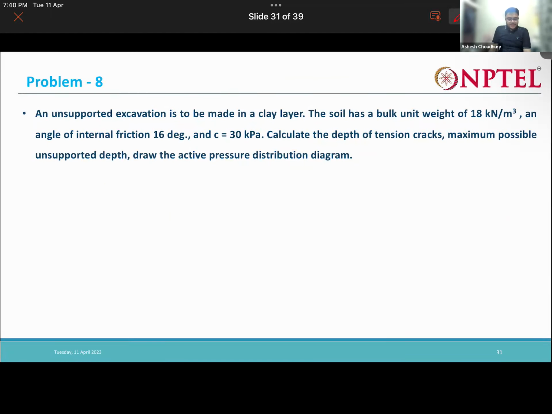Okay, next problem. An unsupported excavation is to be made in a clay layer. The soil has a bulk unit weight of 18 kilonewton per meter cube, angle of internal friction 16 degrees, and c is equal to 30 kPa. So it is a c-phi soil. Calculate the depth of tension cracks and maximum possible unsupported depth. Draw the active pressure distribution diagram. Instead of directly, let us go from our basic equation.